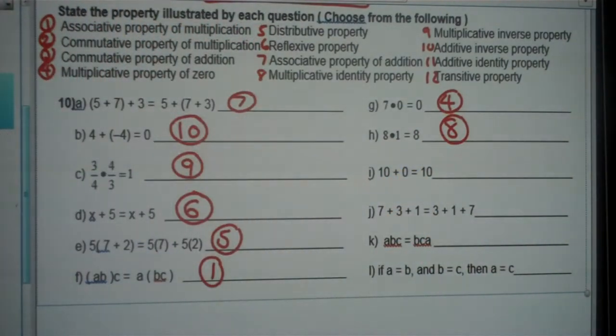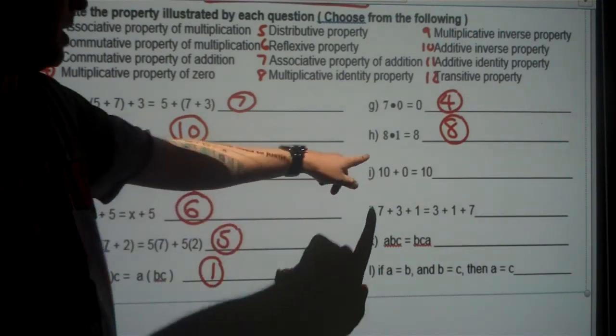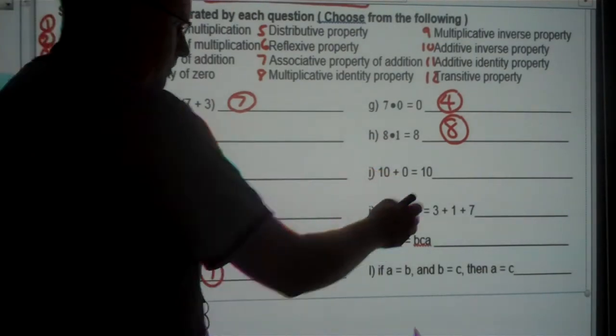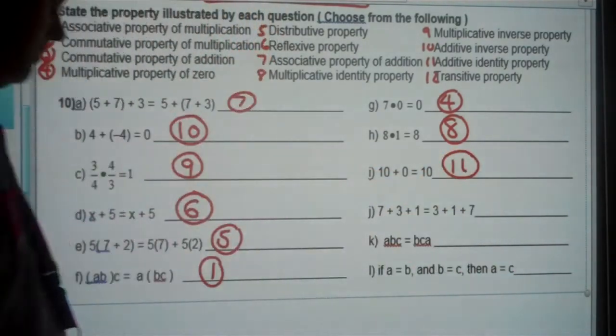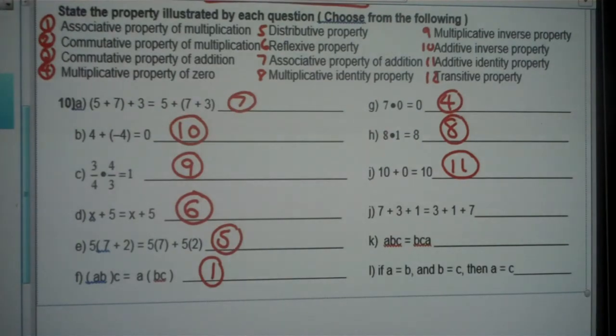For part I, I started with 10 and I finished with 10, so nothing changed. So this is also an identity property, but this time it was on addition, so that would be answer number 11. Part J, 7, 3 and 1, but on the other side I got 3, 1 and 7.